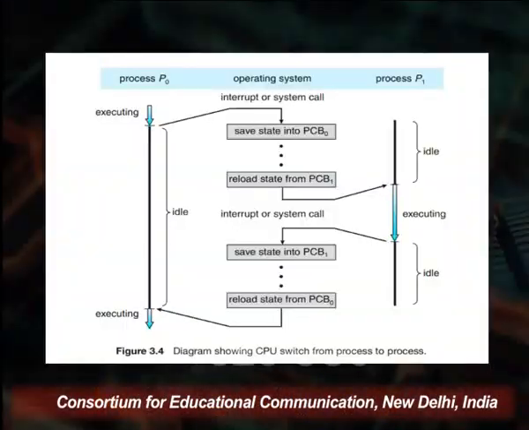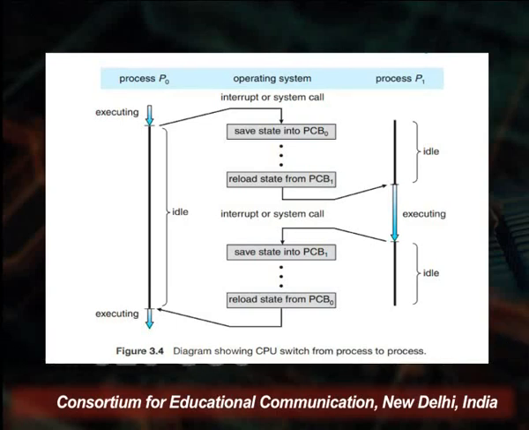Now, why this process control block is very important, we can understand with the help of this figure. So, here we have two processes, one is process P0, another one is process P1, and the operating system is handling these two processes. Now let us see what is happening. There is an interrupt or a system call. Till that time process P0 was under execution, and now here is an interrupt or a system call. So, what will happen?